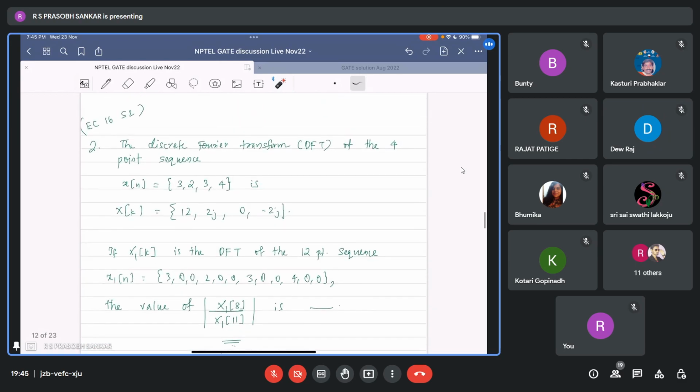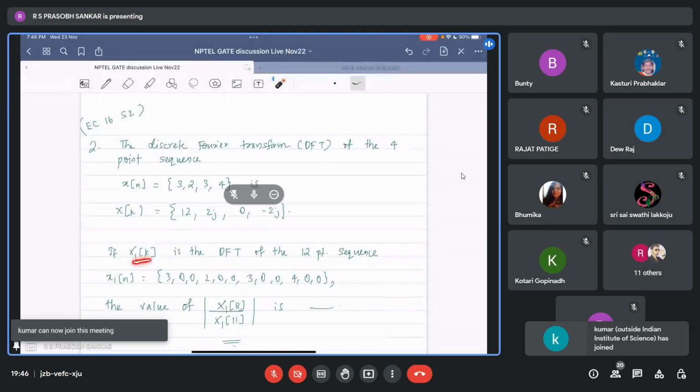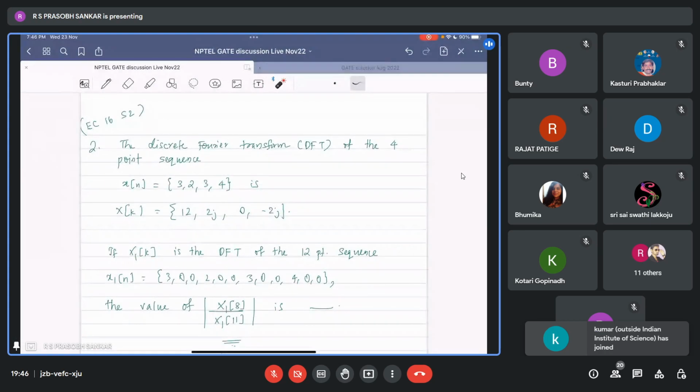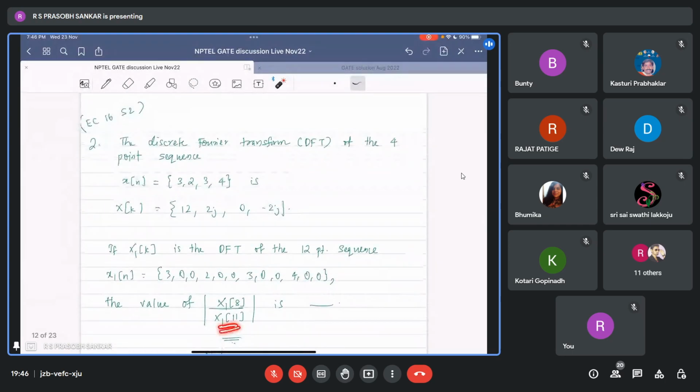Okay, so the next question is like this. This came in 2016 S2. The question is: the discrete Fourier transform DFT of the 4-point sequence x[n], which is 3, 2, 3, 4, is given by 12, 2j, 0, and minus 2j. If X1[k] is the DFT of the 12-point sequence, which we get like this, then what is the value of X1[k] by X1[11]?